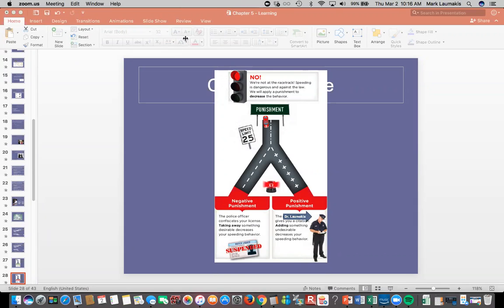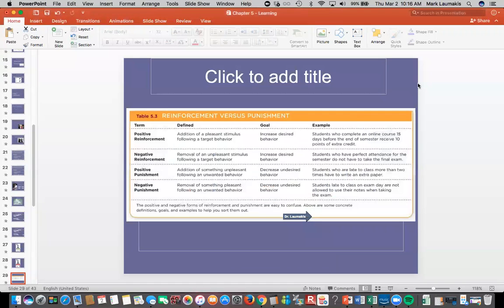All right, I'm about to give you guys a couple of little polling questions, so hold on for those. I just want to point you to table 5.3 for additional review of these ideas around positive reinforcement, negative reinforcement, positive punishment, and negative punishment.